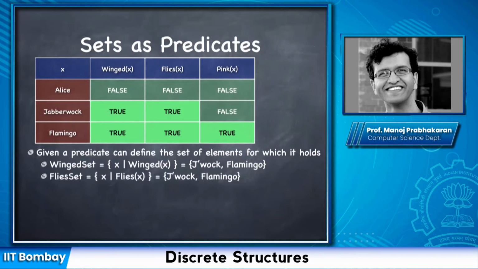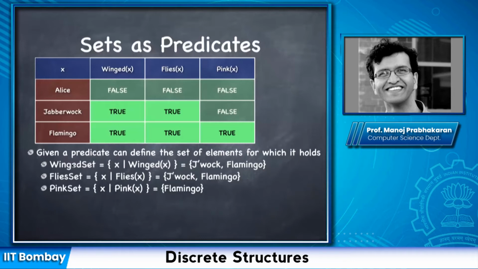Flies X, flies is a predicate which is essentially the same as winged. It's a different predicate, has a different name, but the flies set and the winged set are the same set, they're equal. The set defined by the predicate pink consists only of Flamingo, so it's a different set. Okay, so you could take a predicate and think of it as a set of elements from the universe, from the domain, for which the predicate holds.